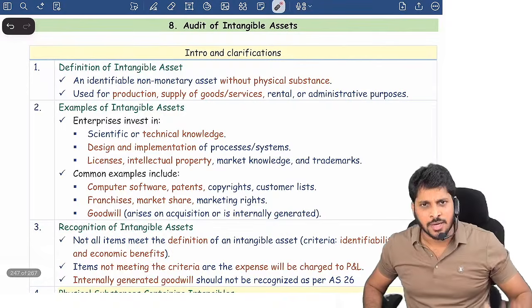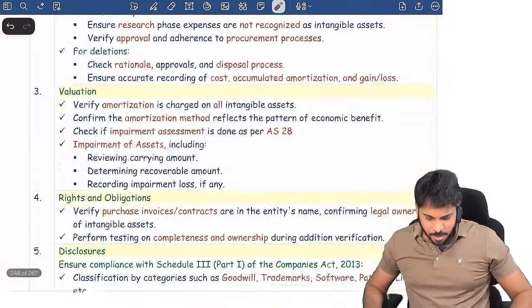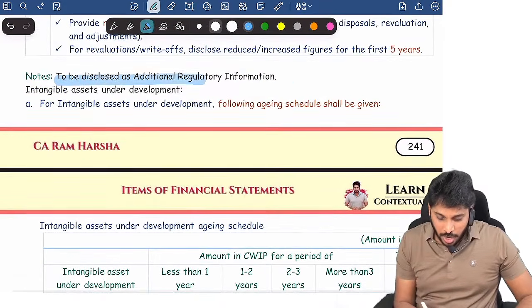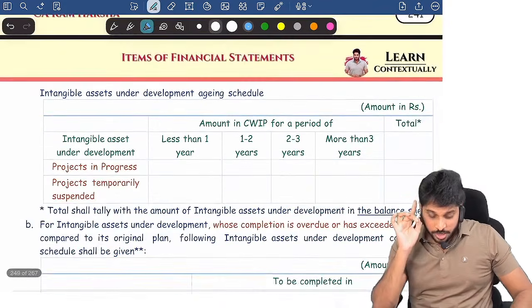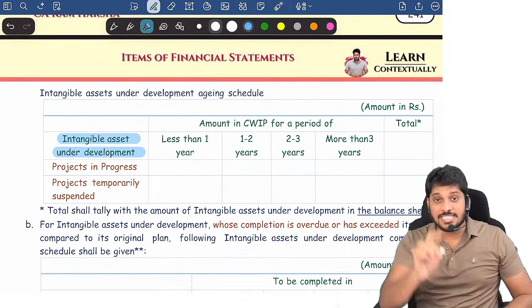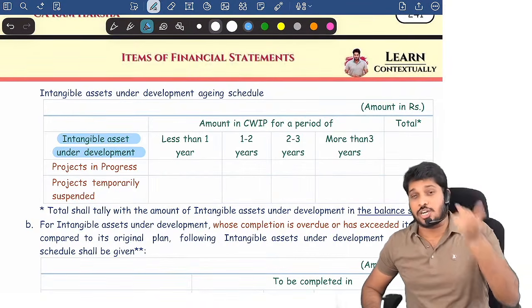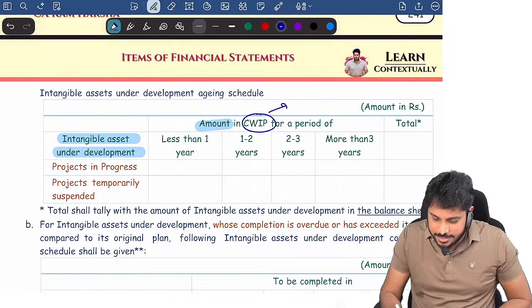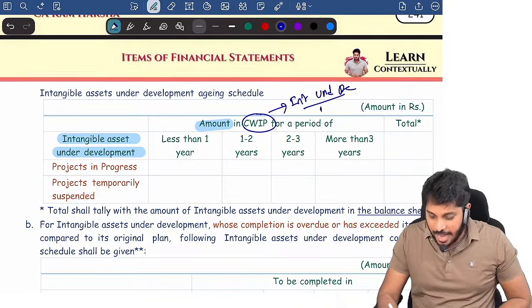Next, that's it, guys. I hope you're clear until now. Next, again, for intangibles also, additional regulatory information we need to show. For intangibles, one word will change. The words intangible assets under development will come instead of capital work in progress. So here, CWIP came; it's nothing but intangibles under development.